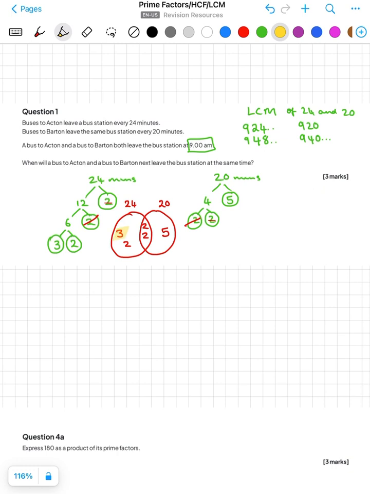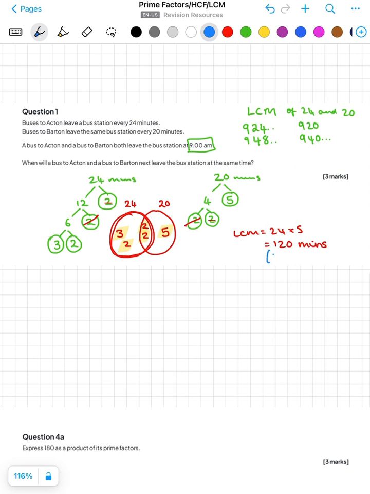Using our Venn diagram to find the lowest common multiple, we multiply all of these values together. So 3 times 2 times 2 times 2 is 24, because they're all in the 24 circle. So that's 24 times 5, which is 120. In context of this question, that means every 120 minutes the bus leaves at the same time. Because this is time, that's every 2 hours. So that's 9 AM plus 2 hours. So they'll next leave at 11 AM.